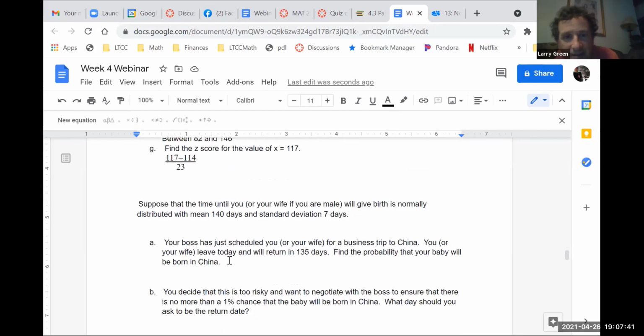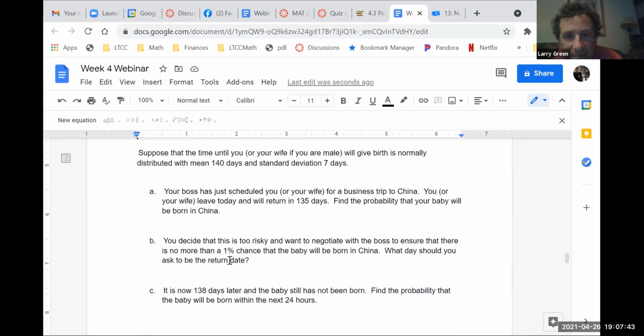Okay, so now it's time for an application. The fun little application. This used to be true in terms of the distribution, and I'll explain medically why it's not anymore. Okay, suppose the time until you or your wife, if you're male, will give birth is normally distributed with mean 140 days and standard deviation 7 days.